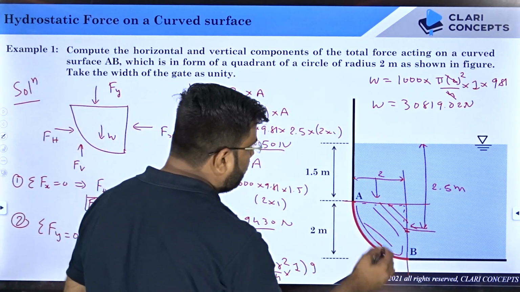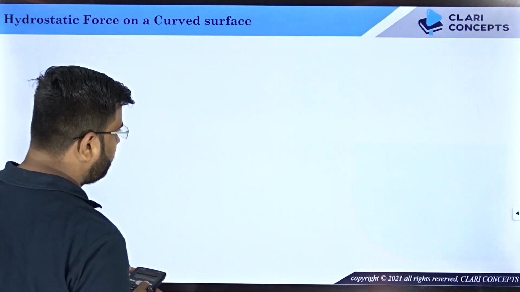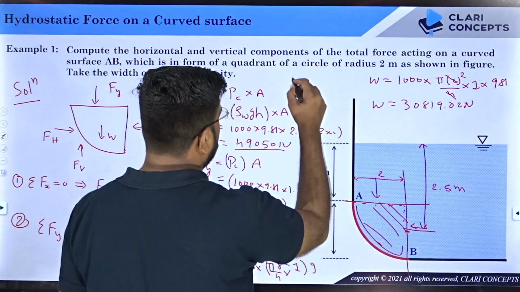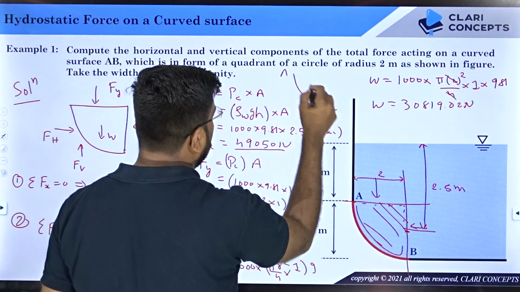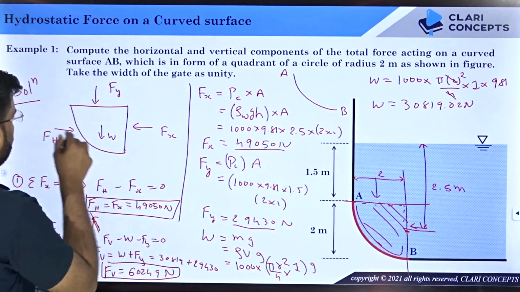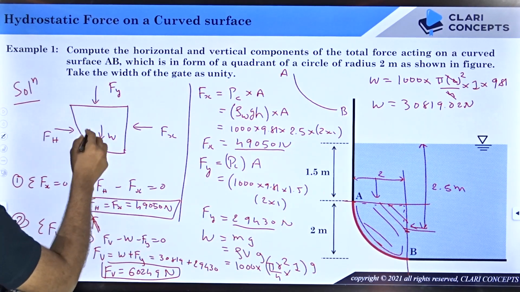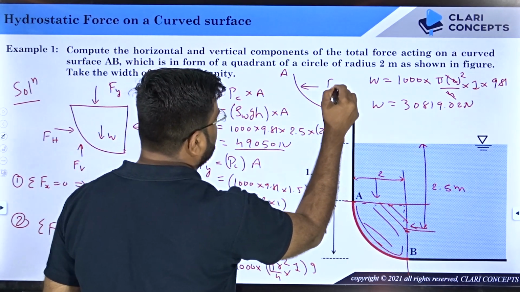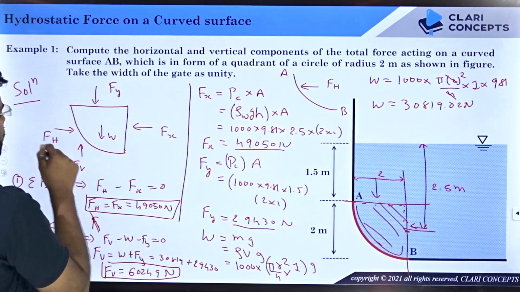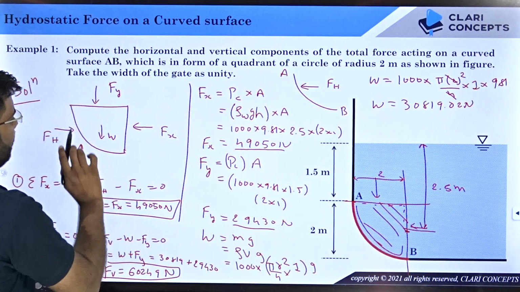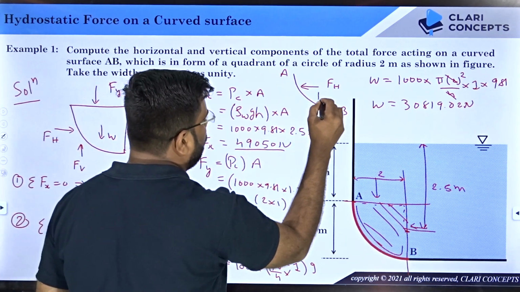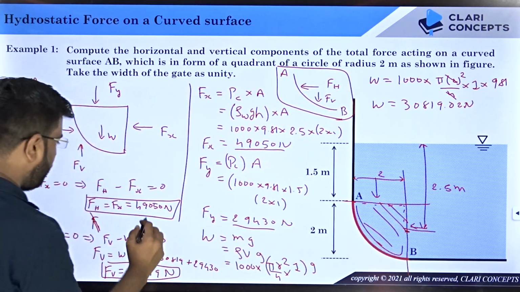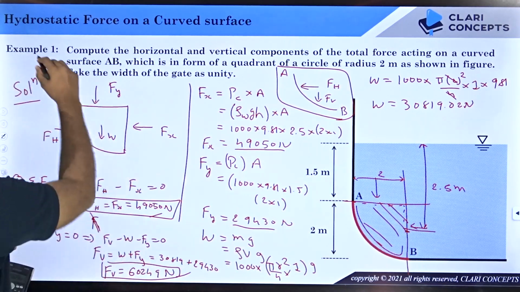That means this segment, if I now draw this segment over here, AB, the forces that you have calculated are on the fluid element, but the same forces in opposite direction will be acting on this AB. So FH will be like this, opposite to what it is acting on fluid, and FV is acting in upward direction on fluid, but it will act downward for the segment. But the values will remain the same. So FH is this answer, FV is this. So I hope you got the answer.